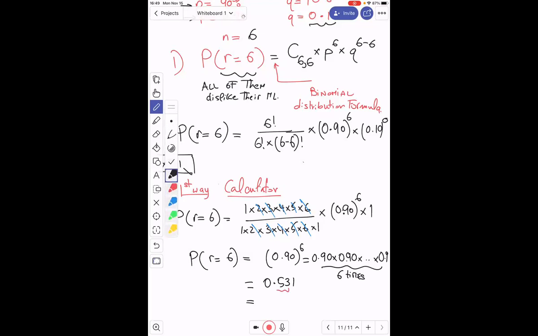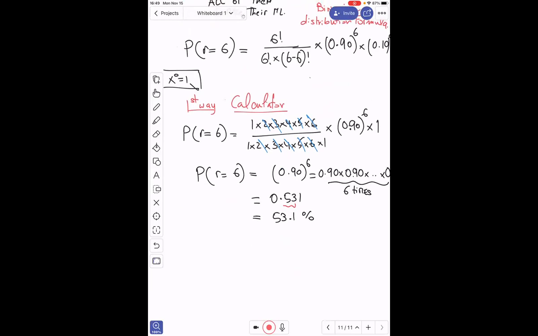So this is actually 53.1%. So what we are saying here, guys, the interpretation of this answer, is that there is a 53.1% chance that all of them dislike their mother-in-law, right? So again, we have this group of 6 women, and there is a 53.1% chance that all of them dislike their mother-in-law. Okay. Any question, guys, how I got this 0.531 or the 53.1%?